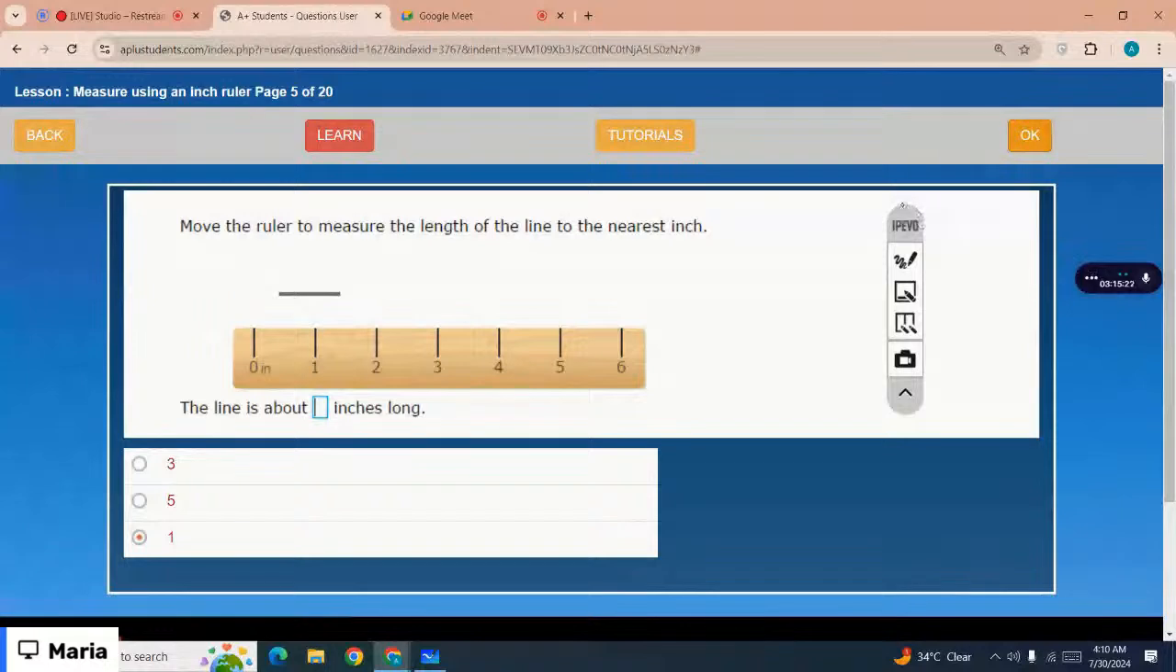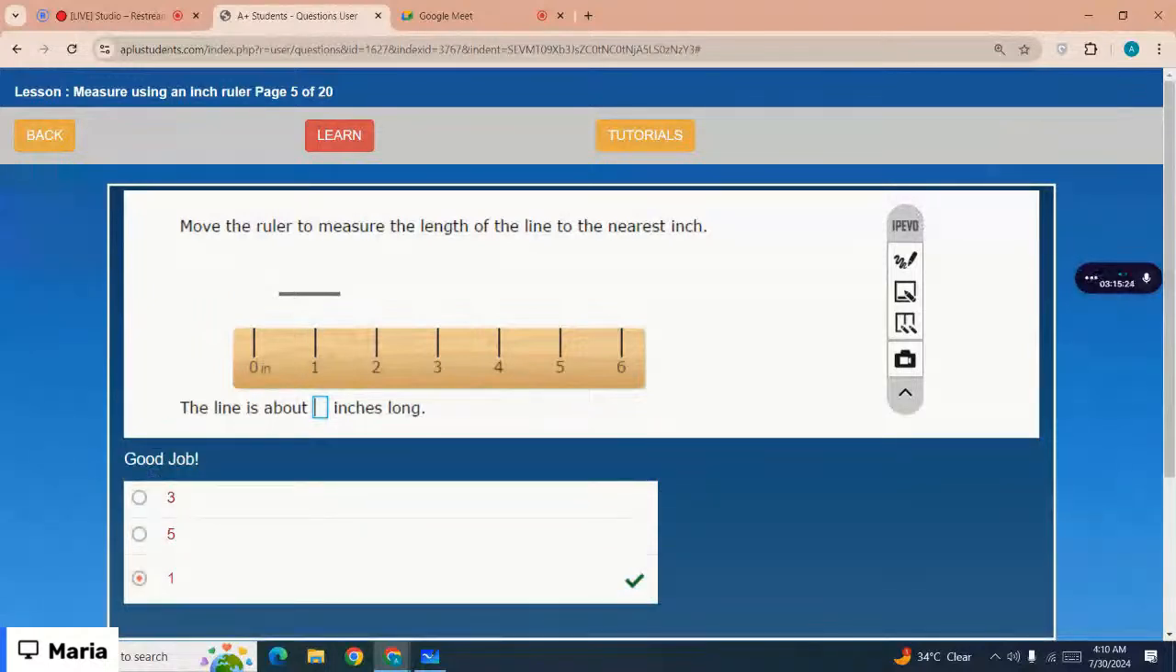Okay, you can complete the lesson by yourself later today. Let's move on to the next lesson. So, use the ruler at your home and learn how to measure the line. Let's move on to the next.